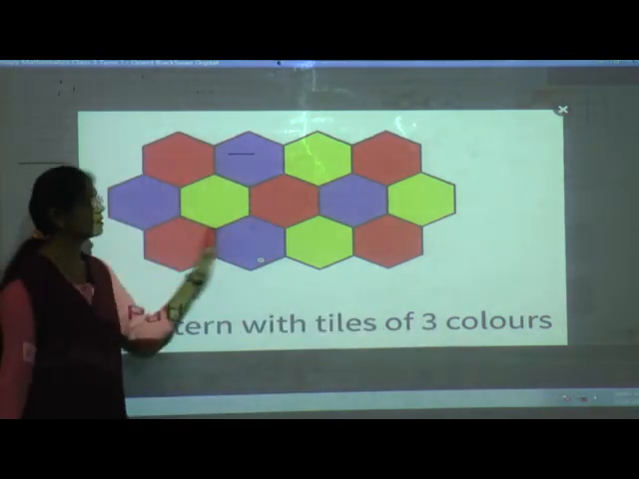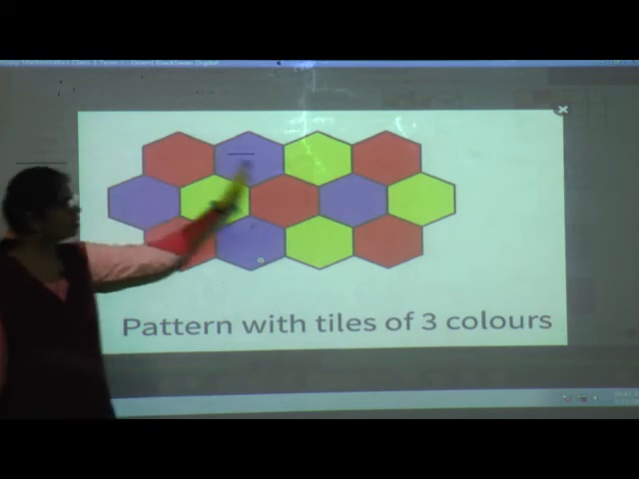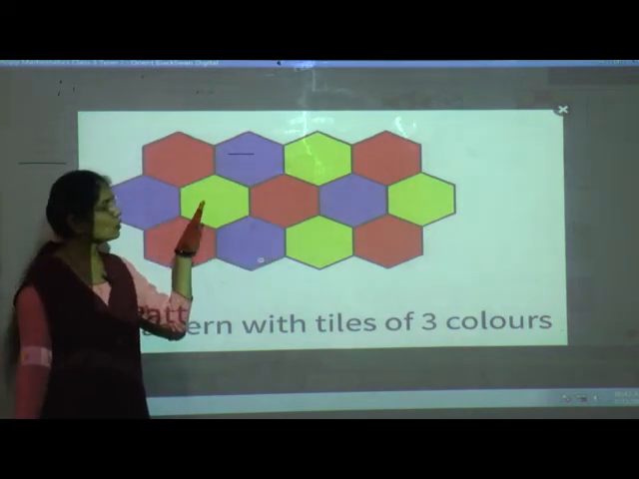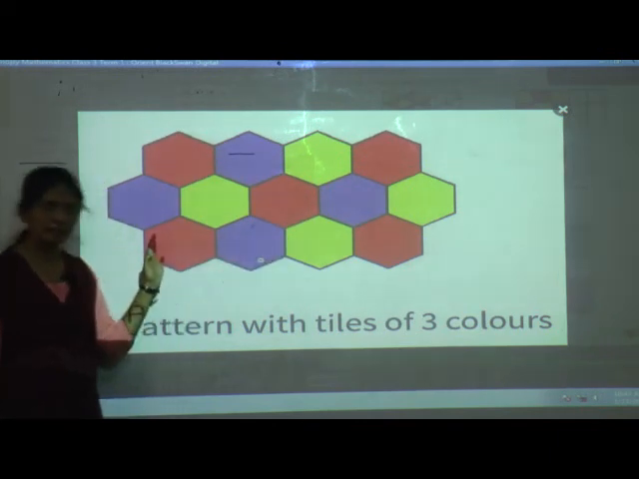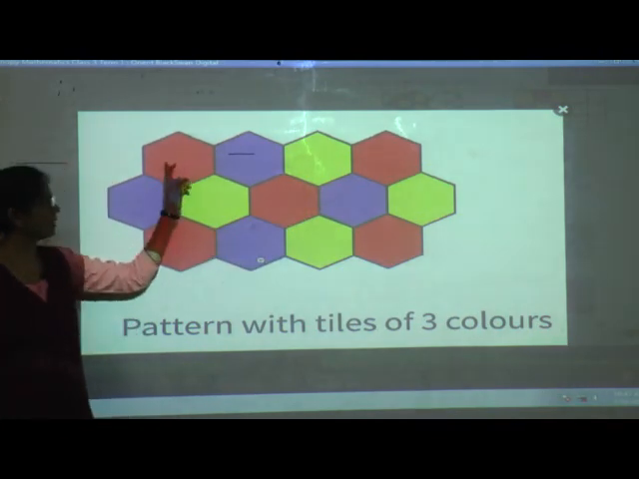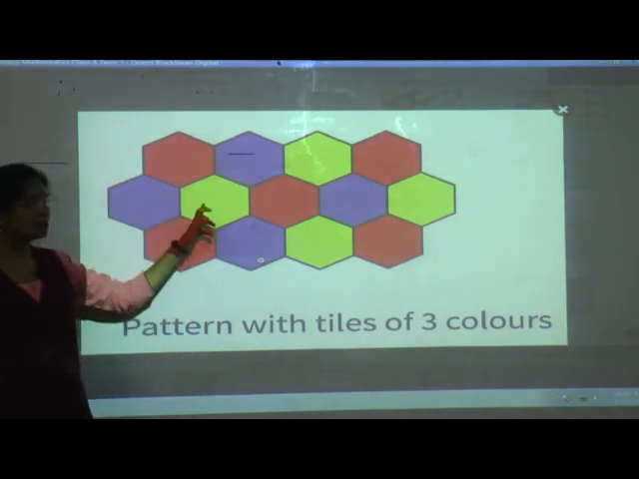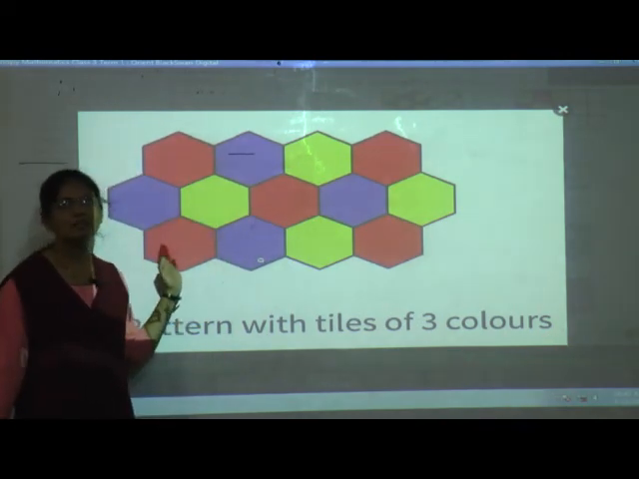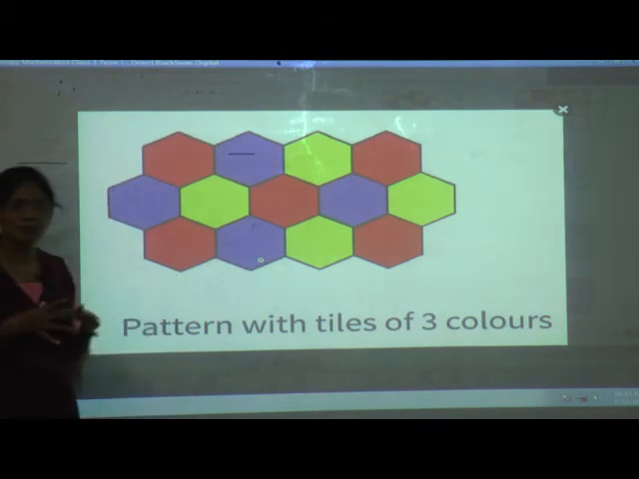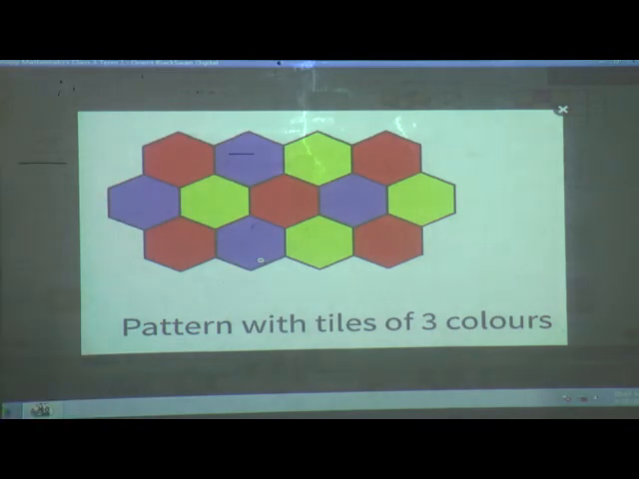Now if we see this six-sided figure, 1, 2, 3, 4, 5, 6, it is also a hexagon. If we fit all these hexagons together, then we will get a tiling of this. Here only the colors are changed. First red, then blue, then yellow. Again red, blue, yellow. In this way, if we fit all the hexagons together, we will get a tiling. Then one more tiling I will show you.